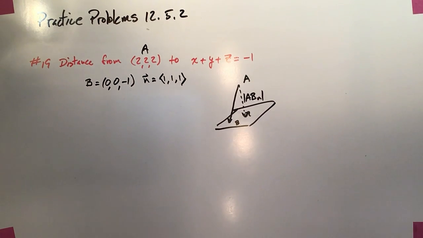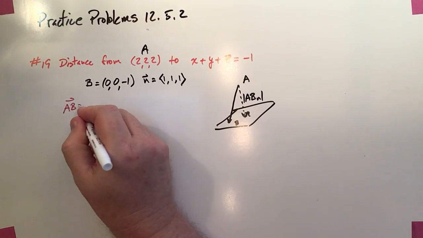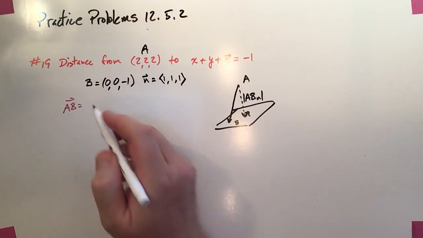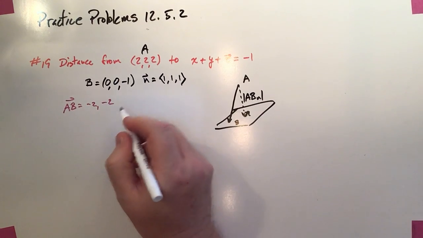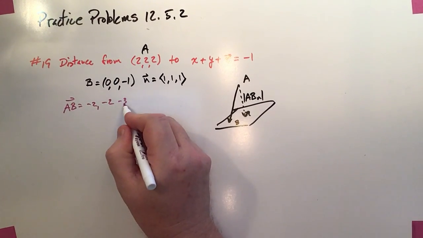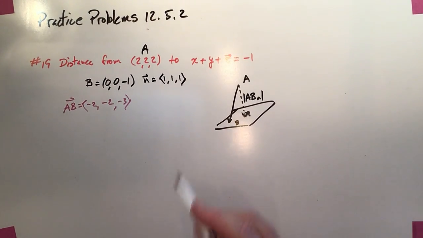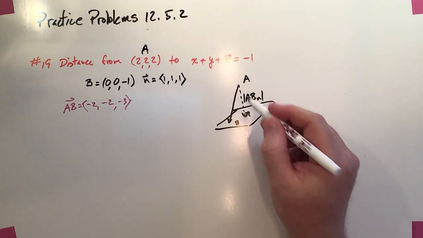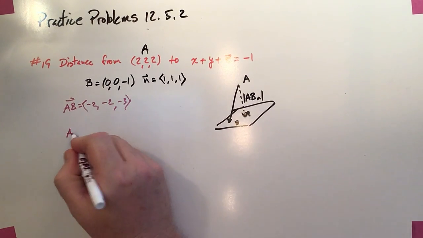Okay, now I'm ready to get to work. What I want to do is locate first the vector AB. And that's going to run from A to B, so it'll be 0 minus 2, 0 minus 2, and negative 1 minus 2. I already have the normal vector, so now what I want to do is figure out what AB is in the direction of the normal. Keep in mind, that is what the dot product finds.